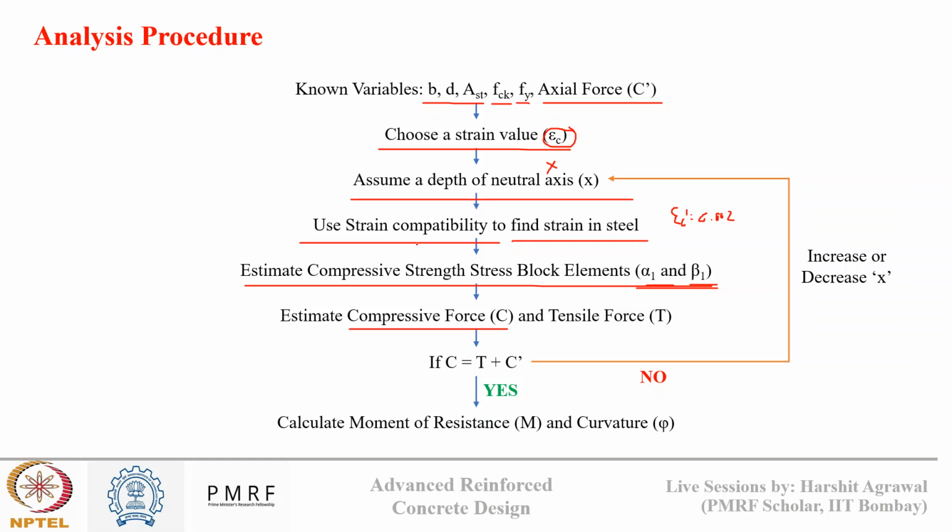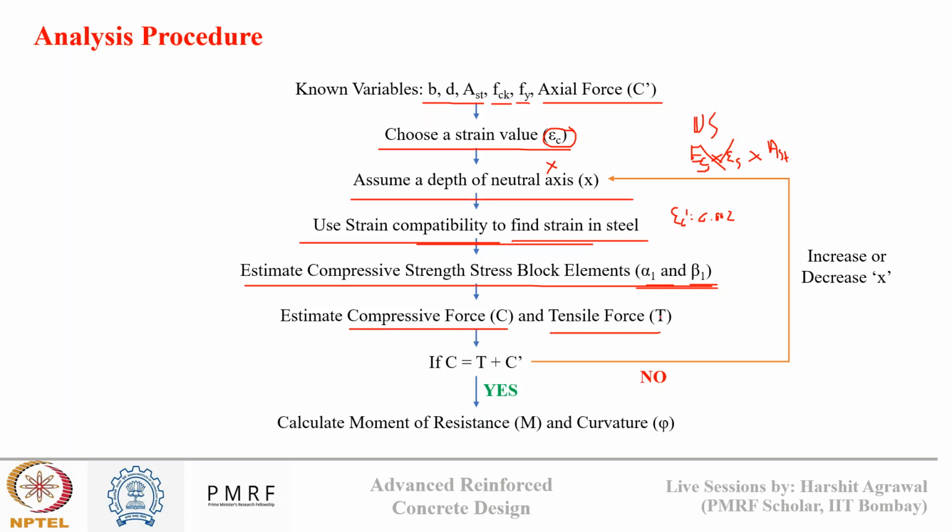And since we know the strain in steel, if the strain is less than 0.0025, we will use the equation, modulus of elasticity of steel times the strain in steel to get the tensile stress in steel, and we will multiply that with the area of steel to get the tensile force. And if the strain in steel is more than 0.0025, we will directly take it as the yield value. If it is 500, then the value will be 500. Then we'll get the tension force.